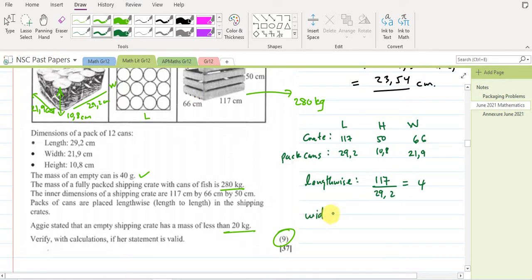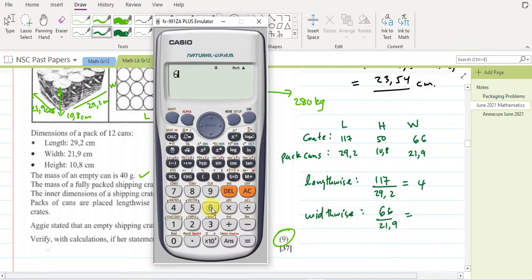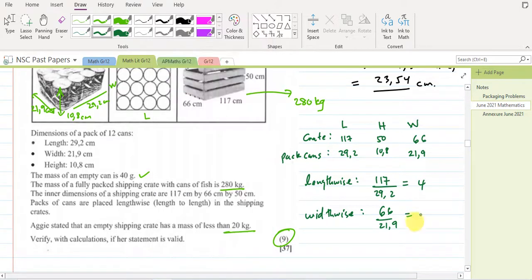Now widthwise, how many can we fit? Widthwise, we're doing 66 divided by 21.9. So 66 divided by 21.9, we are getting 3.01, so just 3.